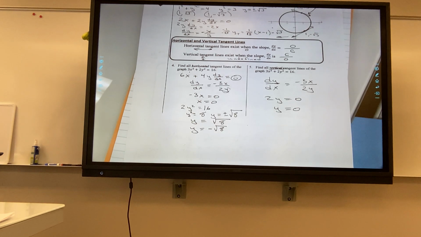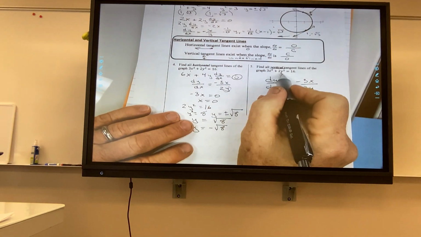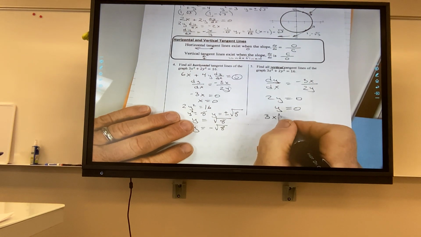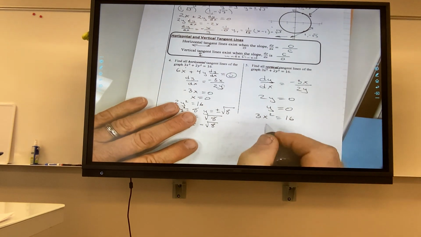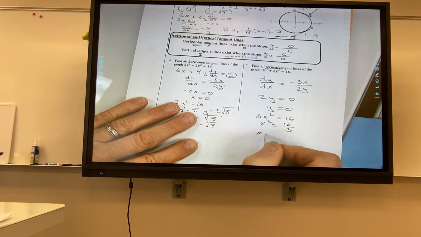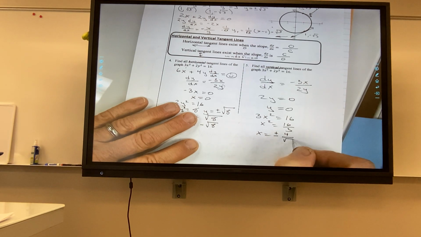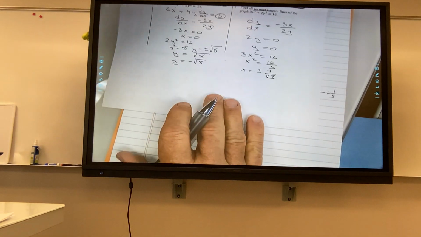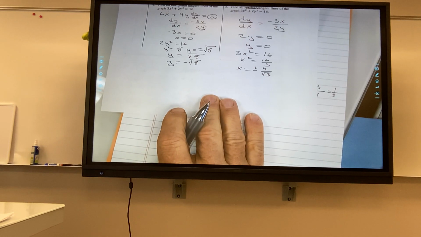So they're the ones that go like this, up and down. Vertical lines say not y equals 0, but what equals 0? Y, not that y equals a number, but what equals a number? X. Would you agree? So, I'm going to put 0 in for y. I'm going to get 3x squared equals 16. That means x squared equals 16 thirds. That means x is equal to plus or minus 4 over the square root of 3. I'm going to pause there. Does everybody see where the 4 magically came from?